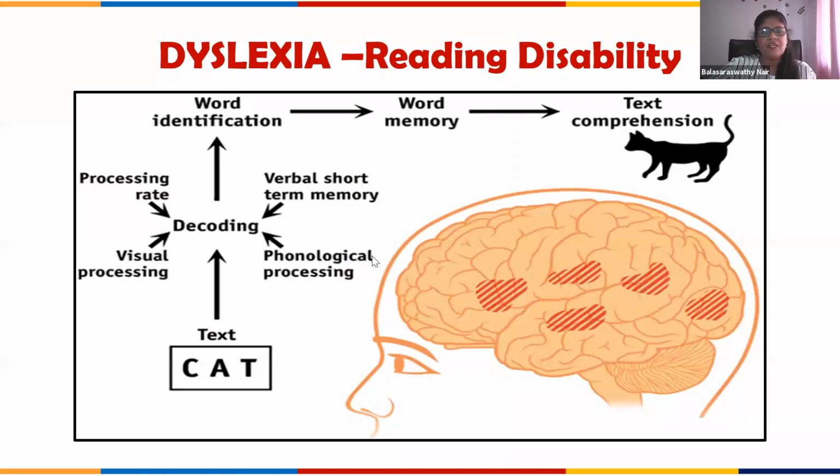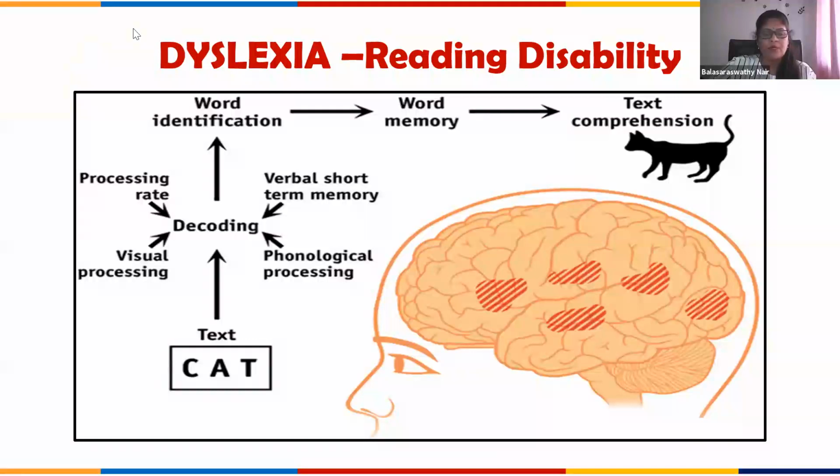There are 4 areas we use when we decode the word. That is visual processing, the processing rate at which the word is decoded, verbal short-term memory, and phonology. That means every alphabet has a sound, and that sound and alphabet have to match. And all these sounds and alphabets have to form a word in a particular time and go to our word identification area in our brain. Then it goes into the memory, and then finally it goes to formation of a word with an image associated with it. So this is how we remember a word, any word.